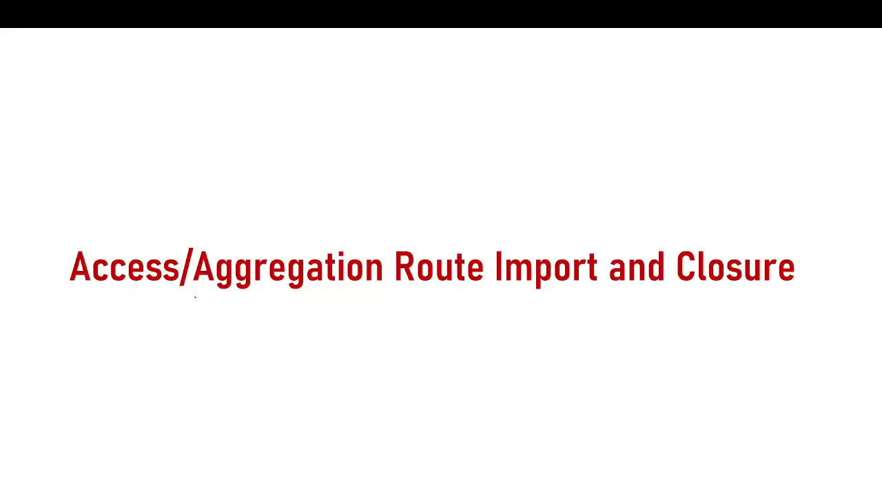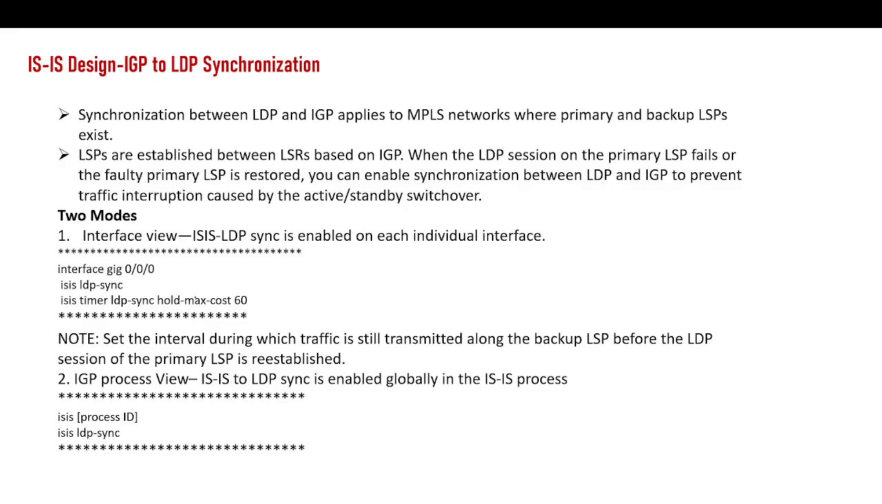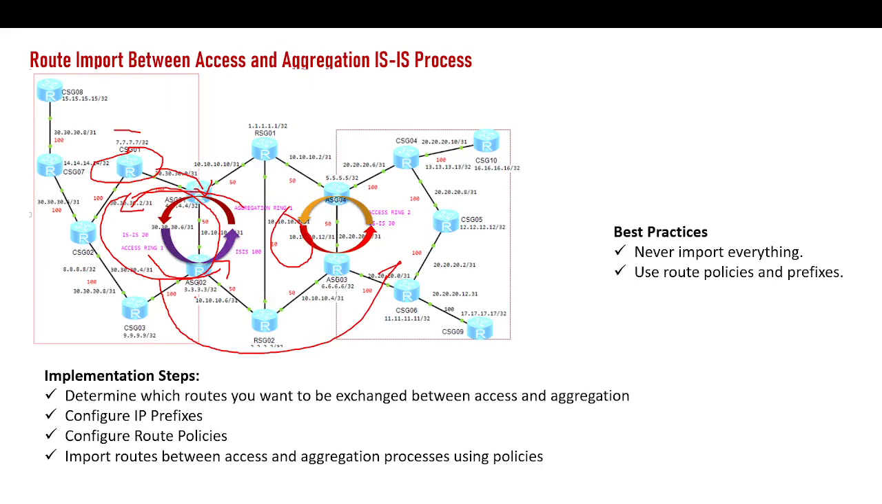The objective of having these processes in different areas is to ensure that they don't interact. So if you do route import between the two, then why are you segmenting your network into different processes? Instead of having access to access importation of routes, just have one process. It will save you some time and energy. When you want to do the route import between access and aggregation, first you need to determine which routes you want to be exchanged between the access and aggregation.